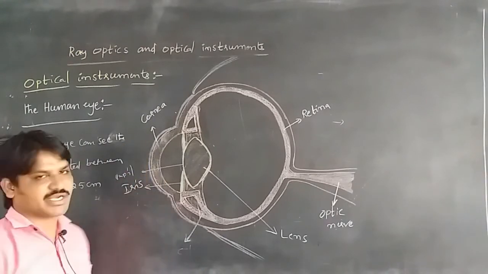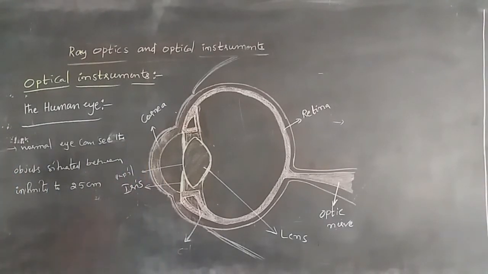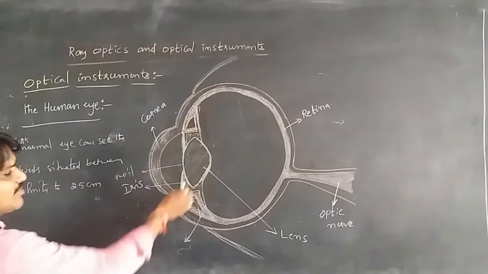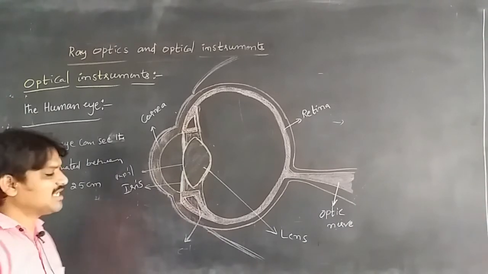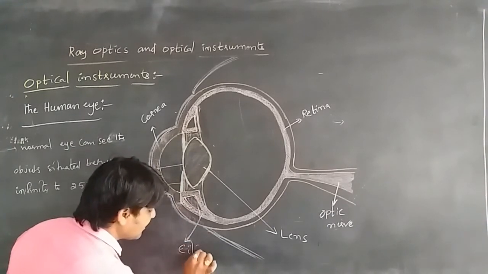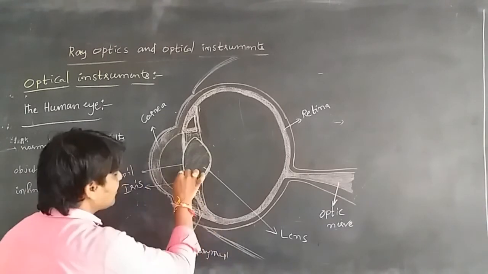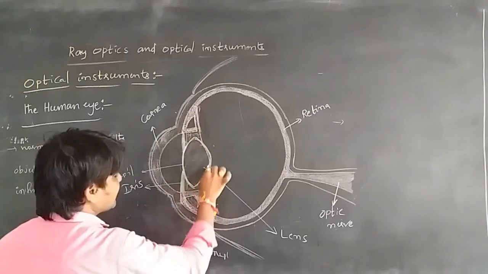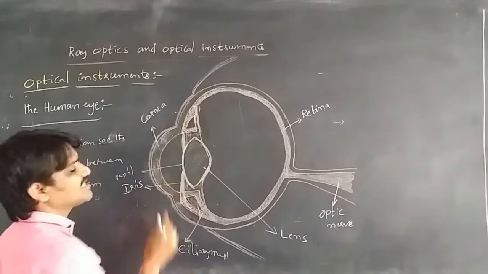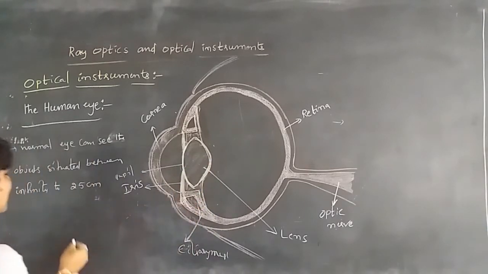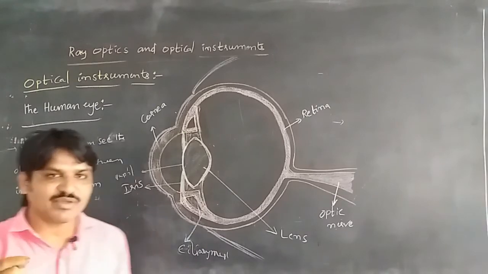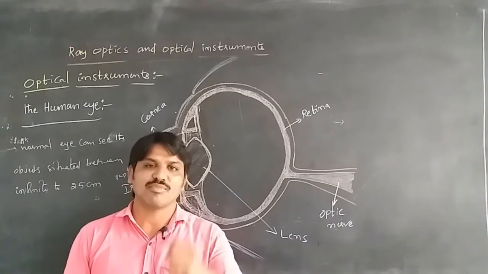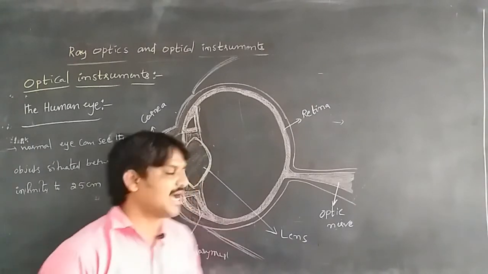This is possible by changing the focal length of the lens by the ciliary muscle. The lens is situated between the ciliary muscles. By changing this muscle, we can change the focal length of the lens. So vision is possible for objects situated from infinity to 25 centimeters because the focal length of the eye changes.